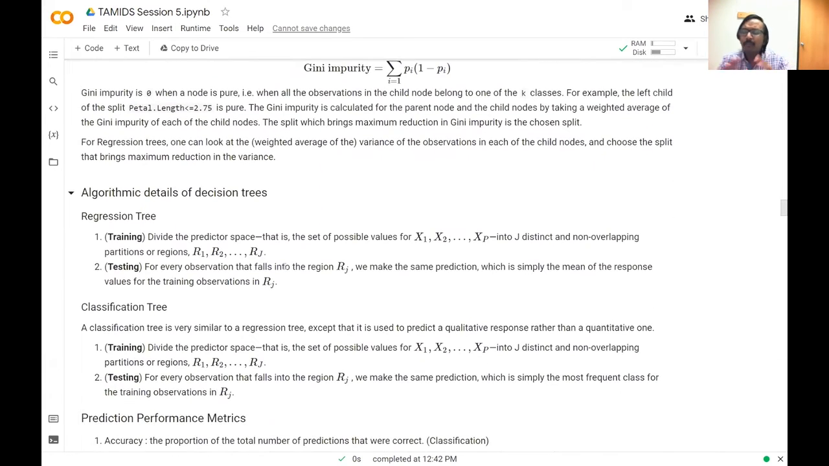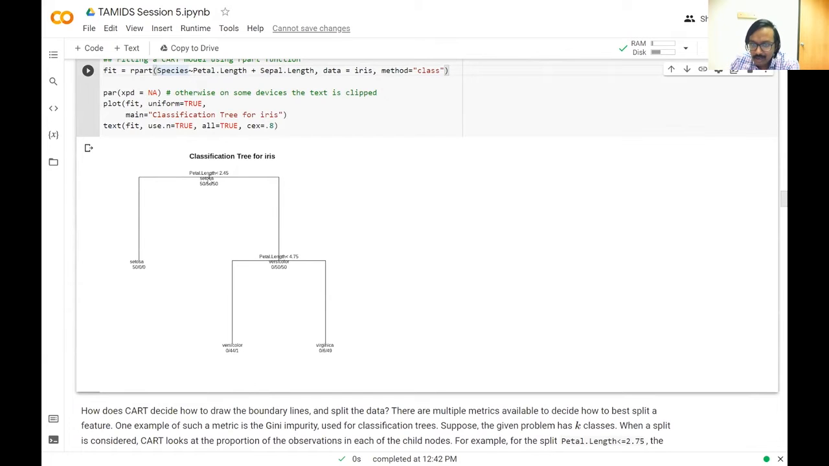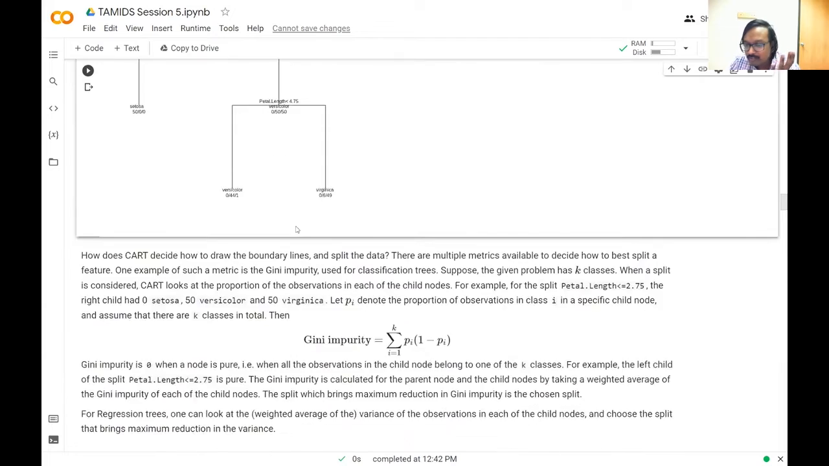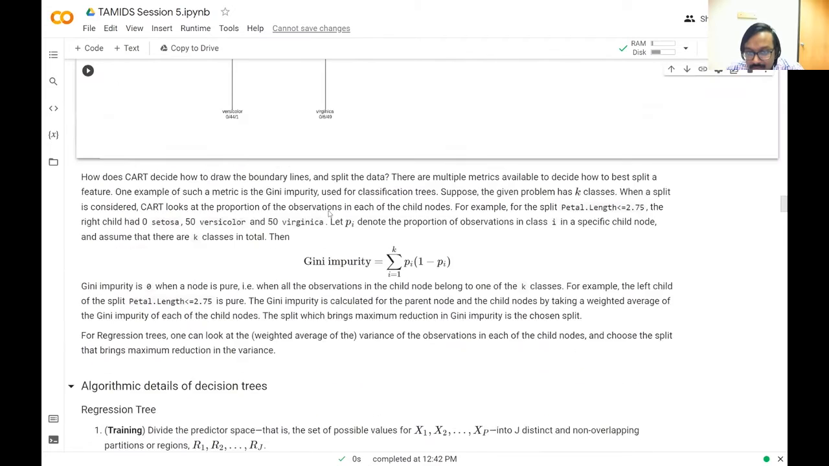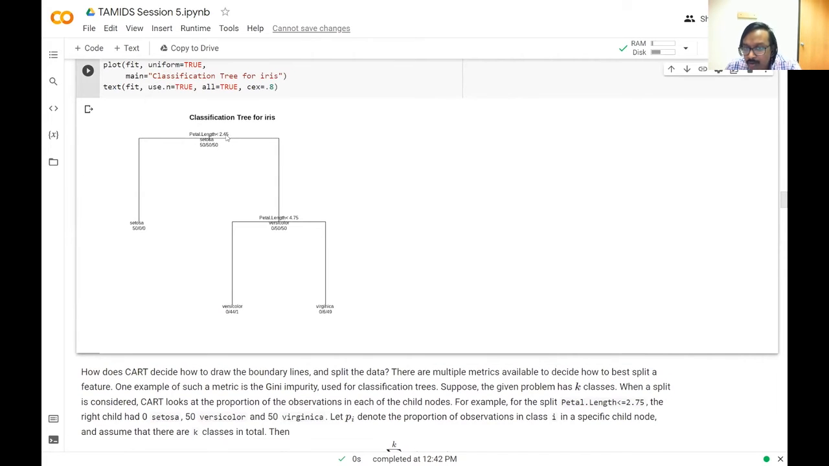Now let us try to understand and summarize what's going on in a decision tree. We are trying to divide the predictor space into several regions. For example, the three regions here are petal length less than 2.45, petal length between 2.45 and 4.75, and the third region is petal length greater than 4.75. So we have divided the features into three regions. For each of the observations that fall into these different regions, R_j, we make the same prediction. For the region petal length less than 2.45, we always predict that the species is setosa. For the second region, we always predict versicolor. And if the petal length is greater than 4.75, we always predict virginica.